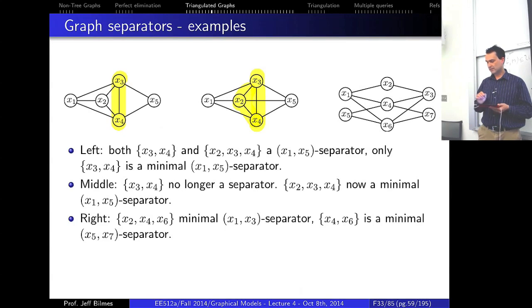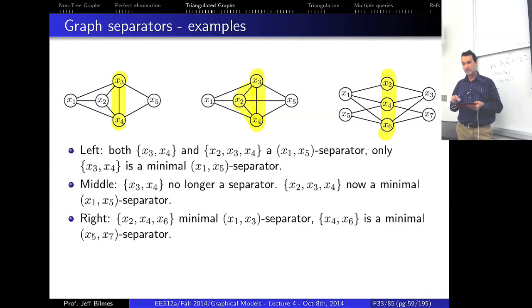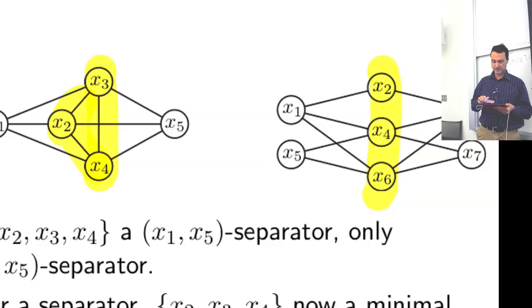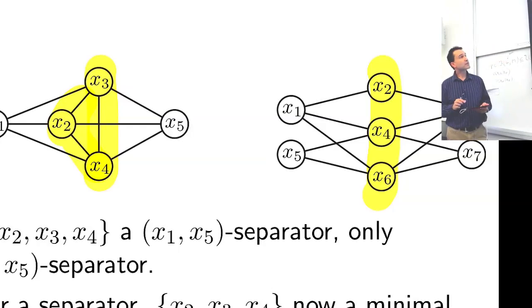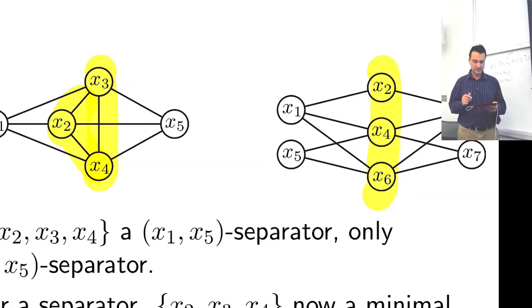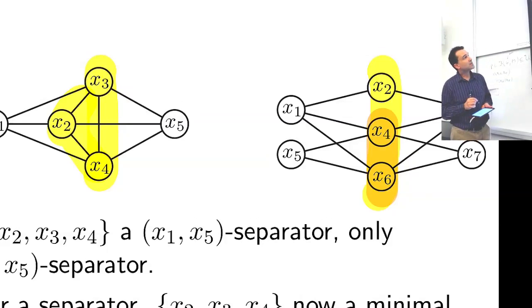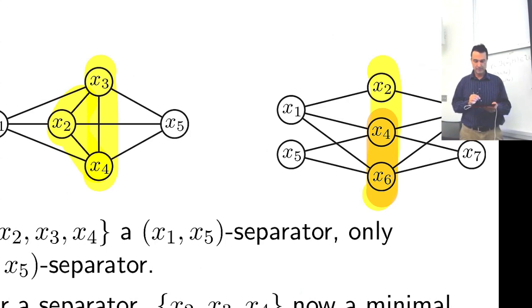And on the right-hand side, this is an important example because it's showing that x2, x4, and x6 is a minimal x1, x3 separator, right? So let's zoom in on this one. x2, x4, x6 is a minimal x1, x3 separator. But can there be one minimal separator which is a subset of another minimal separator? The answer to that question is yes, because x2, x6 is a minimal separator for x5, x7. Okay?